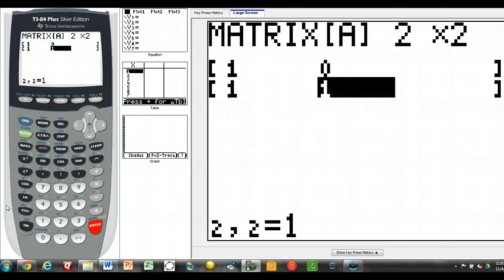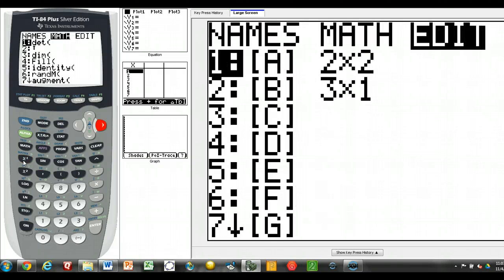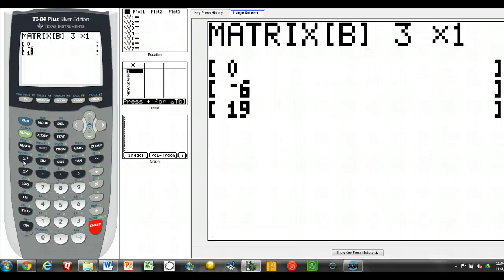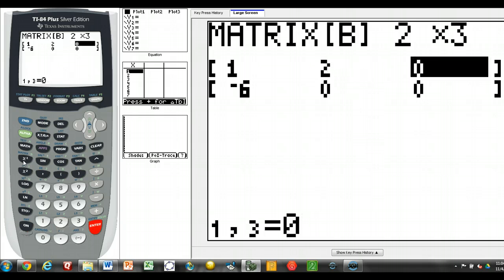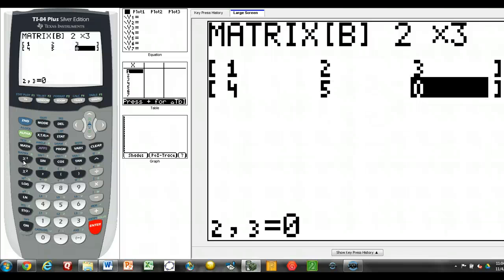Okay. Now I need to go in and enter matrix B. So again, second matrix. I want to change matrix B, so I go to the edit menu and I scroll down to matrix B. Matrix B had 2 rows of 3 columns, so I need a 2 by 3 matrix. And I need to put in all of the elements. And it's pretty quick to do this once you get the hang of it. Just be careful that you do not make a mistake. Okay, so now we're done with matrix B.